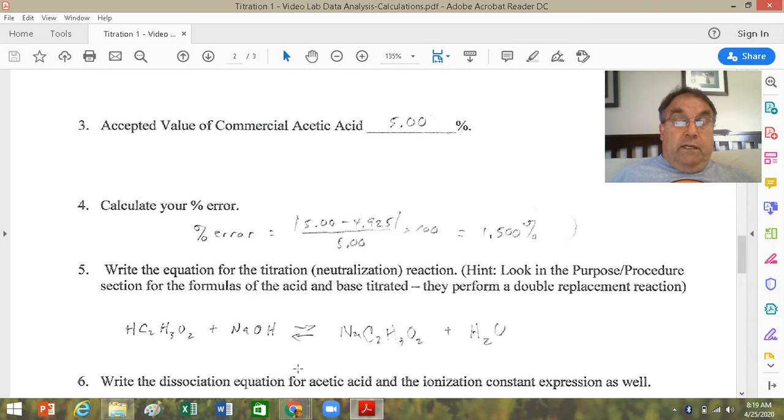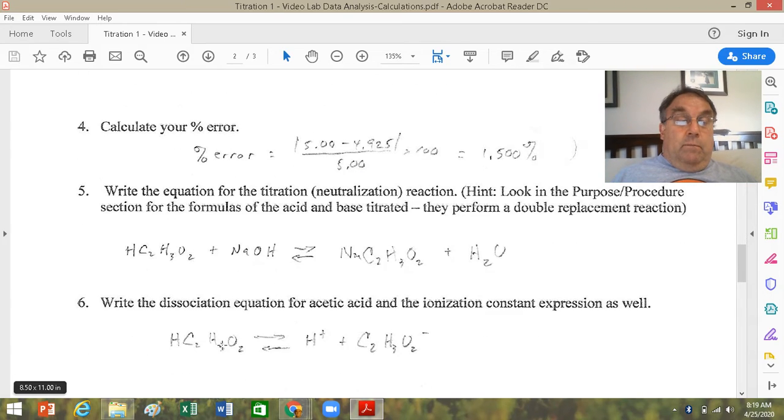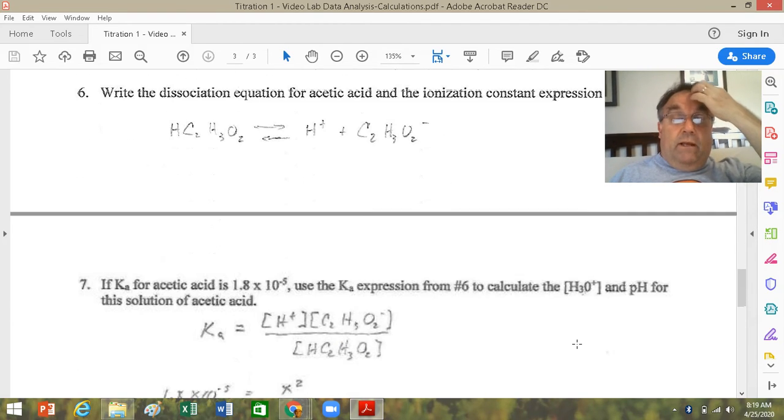Okay, the dissociation equation for this acid: when the acid dissociates, you get a hydrogen ion and the negative ion. So acetic acid dissociates into a hydrogen ion and acetate ion. We should have a water in here, and this should be hydronium, but this simplifies out and it's easy to ignore the water. Now, the ionization constant expression, I use it down in the next calculation. If you remember, the dissociation constant is the concentration of the products over the concentration of the reactant.